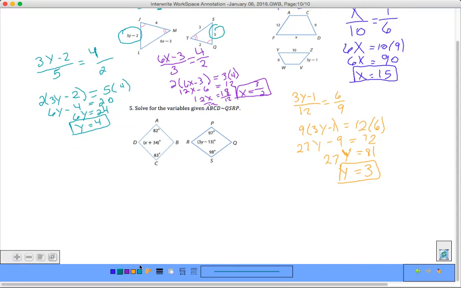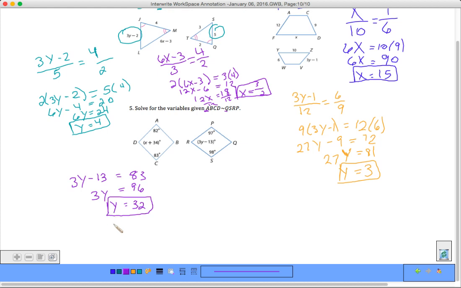Okay, last problem. We know that the corresponding angles should be congruent. So here, angle A should be congruent to angle Q. Angle B should be congruent to angle S. Angle C should be congruent to angle R, and D to P. So I need to find R. We said R should be congruent to C. So I can say that 3y minus 13 should equal 83. We can add the 13 to the other side, which would give us 3y equals 96. And divide, we get y equals 32.